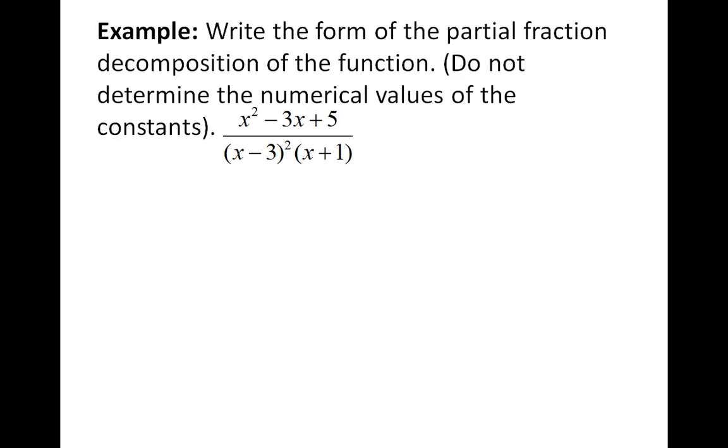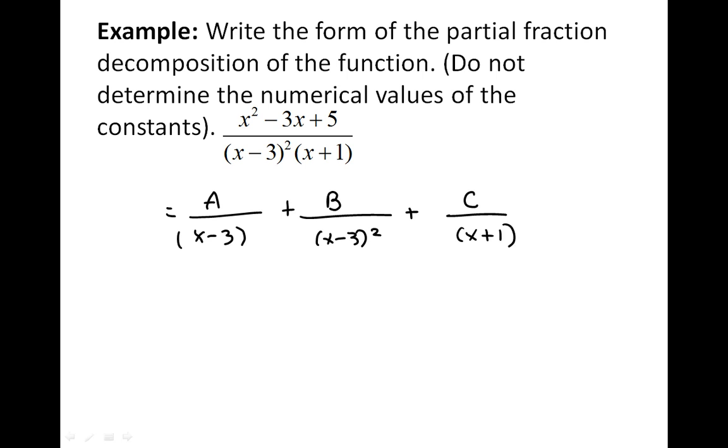So I just say write the form of the partial fraction decomposition of this function. Notice you have a repeated x minus 3 because you have an x minus 3 squared, and then you have the linear factor x plus 1. So if you were going to write the form of this partial fraction decomposition, this is how it would look. You would have A over x minus 3 plus B over x minus 3 squared, and then you'd have C over x plus 1. Okay, that's what it would look like.